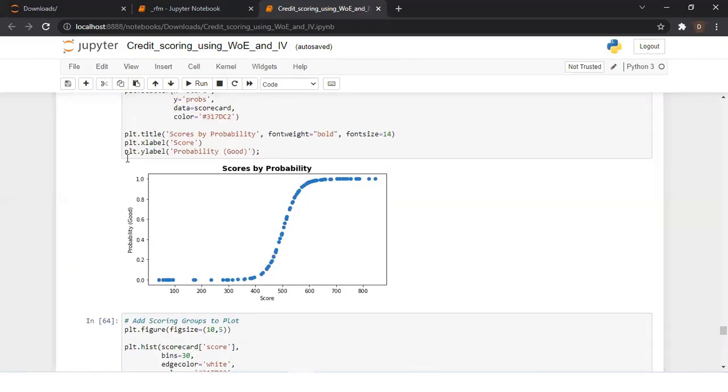Can anyone decode this visualization for me? What is this visualization telling about the model? This visualization is actually telling how my model is performing. Can anyone decode this visual for me? If you want to speak, you can unmute and speak. Anyone who wants to decode this and explain it, you can put it in chat, and if you feel like it, you can just unmute and speak.